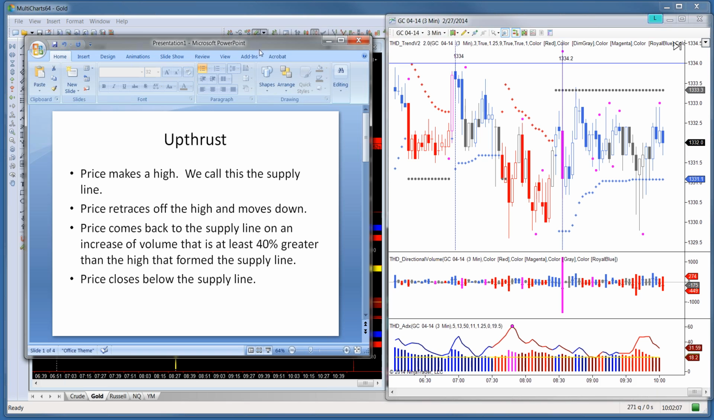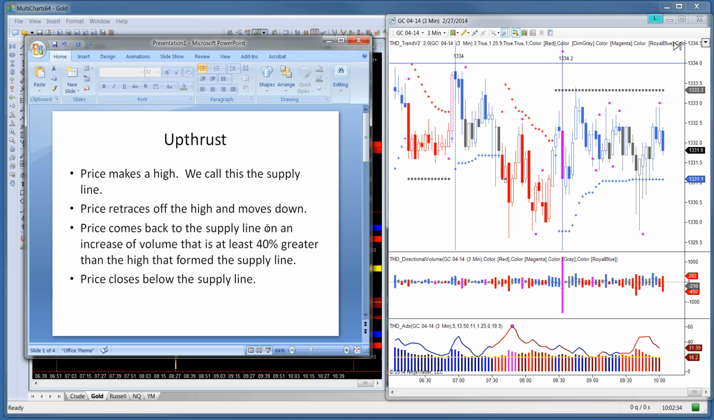Okay, so on an upthrust, price makes a high. We call this the supply line, and you can see here I've marked it on gold. At the high was 1334, and price made a high, and I drew the supply line. Price retraces off the high and moves down. You can see that price actually did move off of the high and move down.